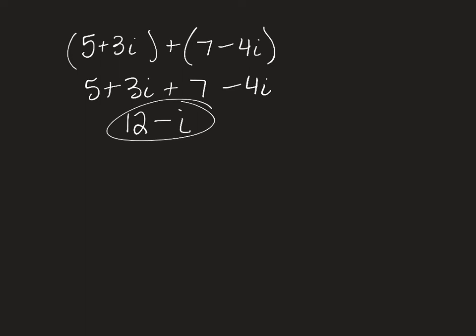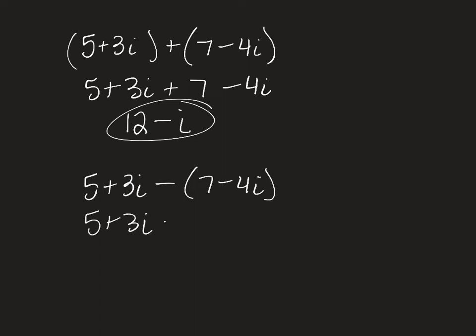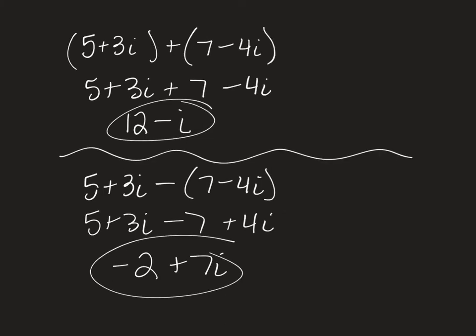All right, so this same idea works for subtracting. Let's say we wanted to subtract these two. So we had 5 plus 3i minus 7 minus 4i. We've got to distribute that negative first. So then we would have 5 minus 7, which is negative 2. And then 3i plus 4i is 7i. So that would be the answer for the subtraction.